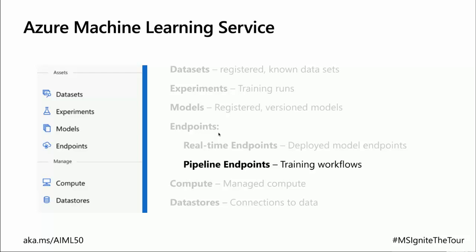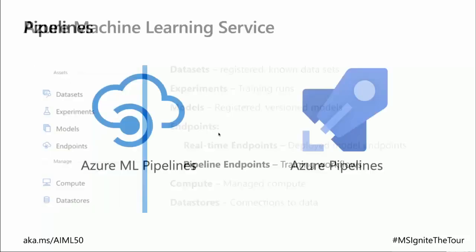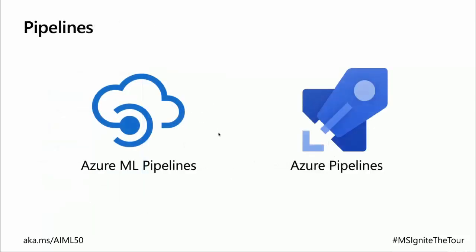Now, if you are across a number of different Azure services, you might have noticed that the word pipeline is a little bit overloaded. We actually have two of these services. There's the Azure Machine Learning pipeline, but there's also Azure Pipelines, which is part of Azure DevOps. These are two different products and they do two different things, but they actually integrate really well together.